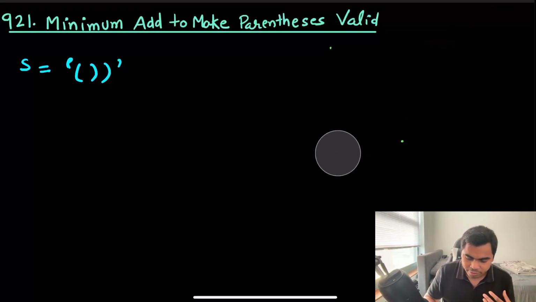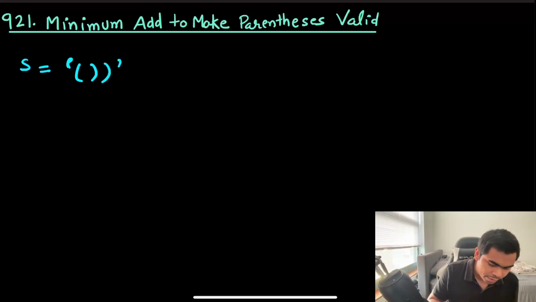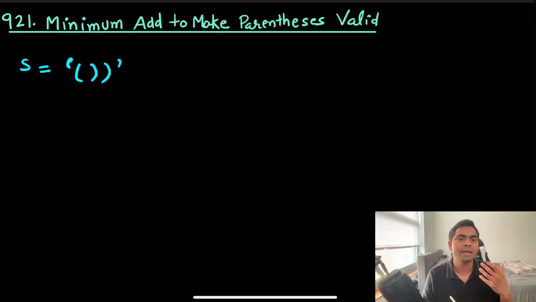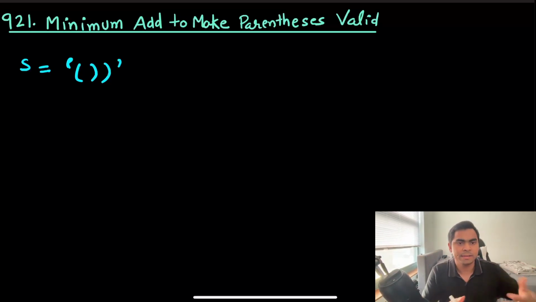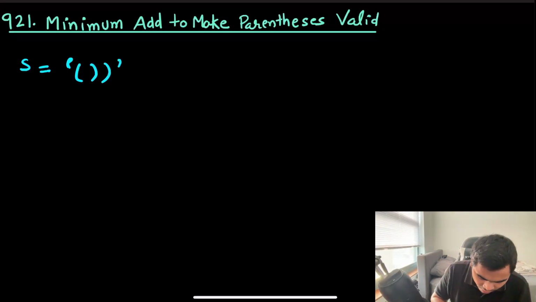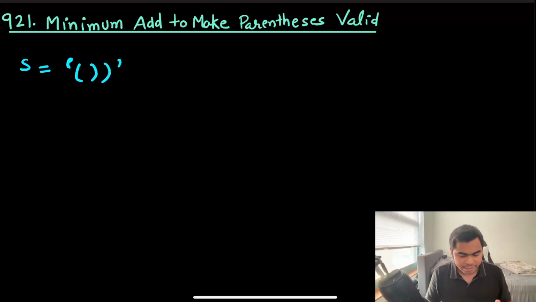So S is given to us. S is not valid. We have to make it valid. And how do we do it? By inserting the minimum number of required parentheses. So return the minimum number of moves required to make S valid. So how do we do that? I think it's all about finding the imbalanced number of parentheses and returning that number.